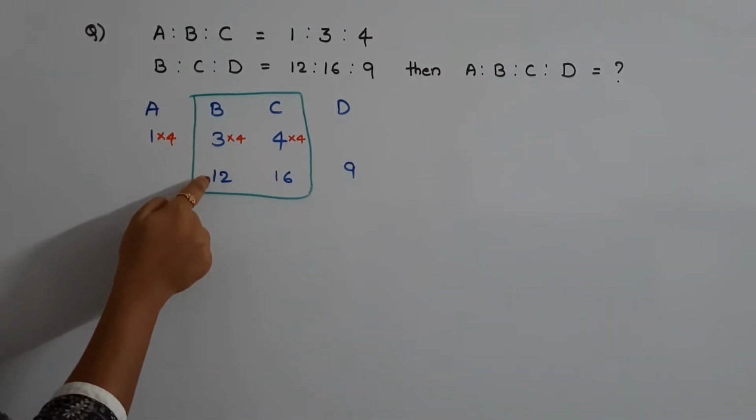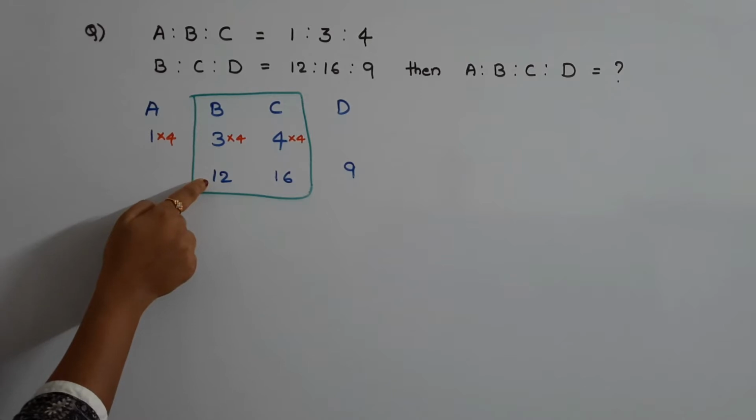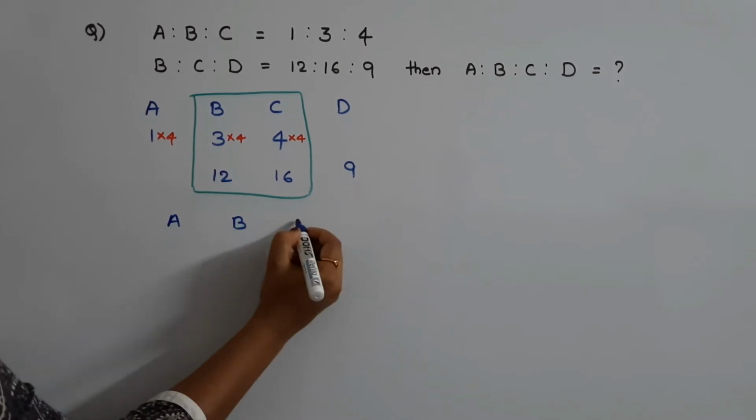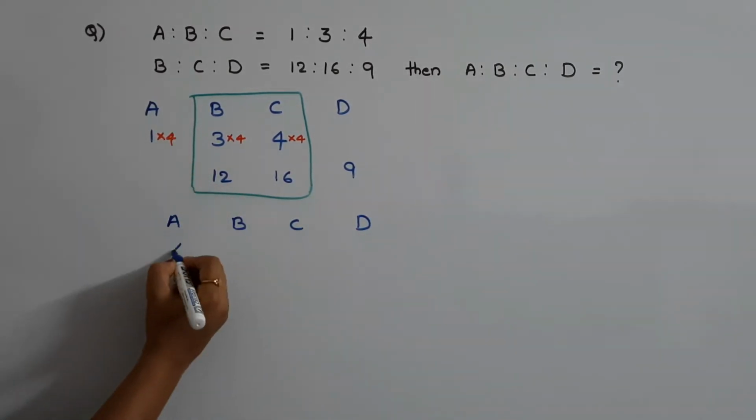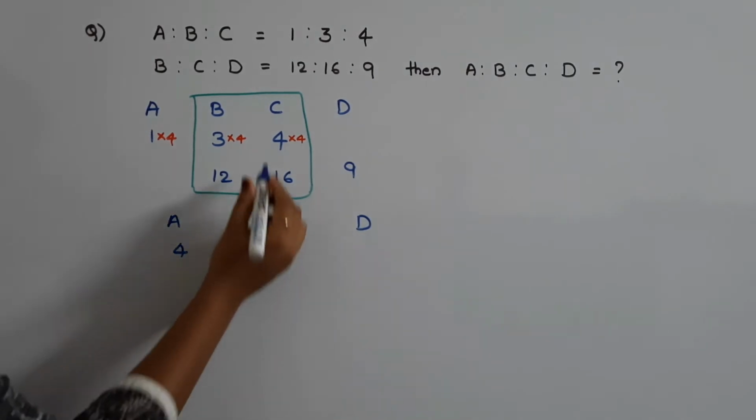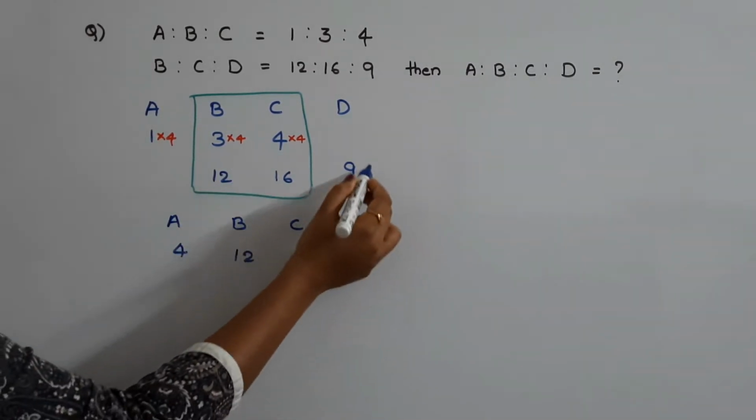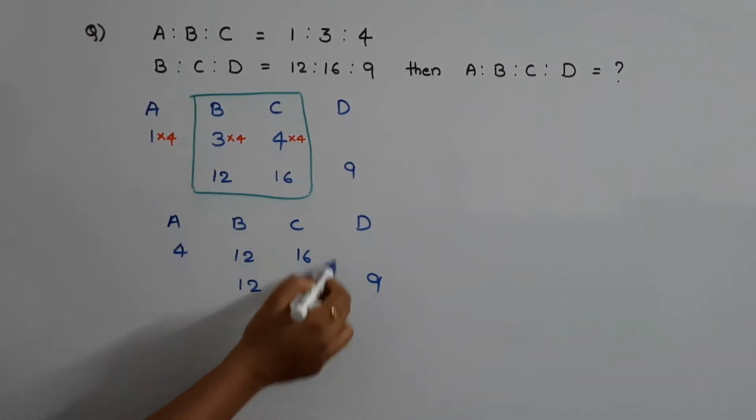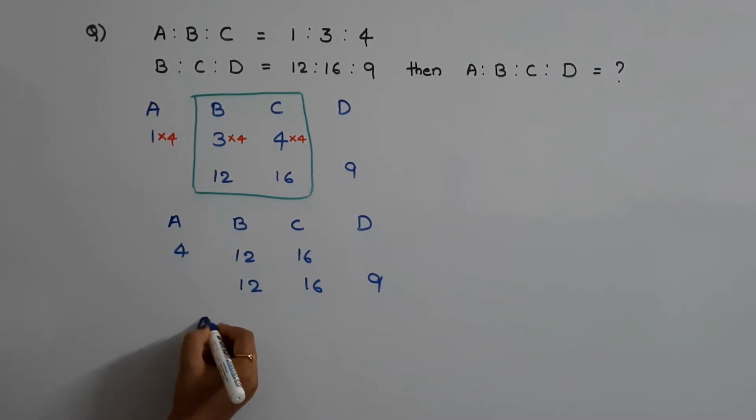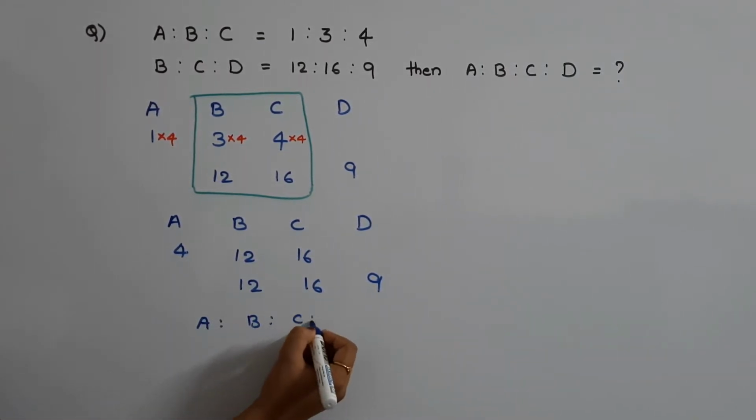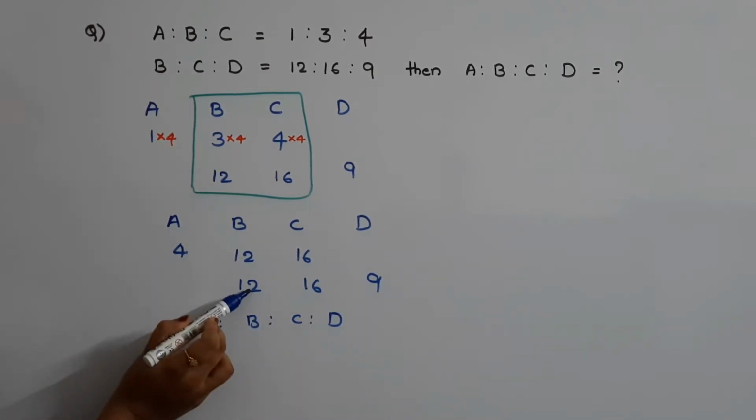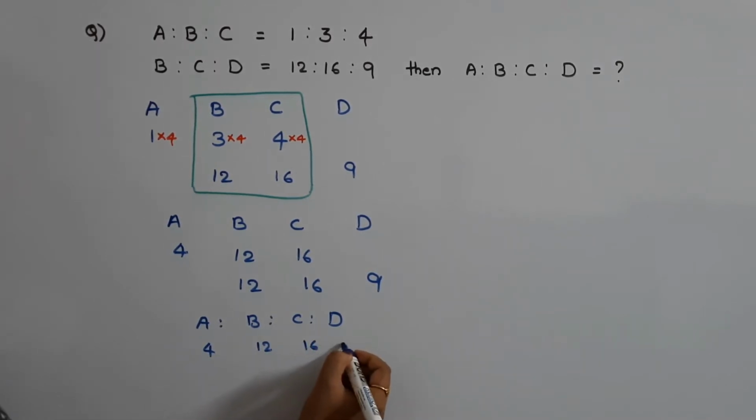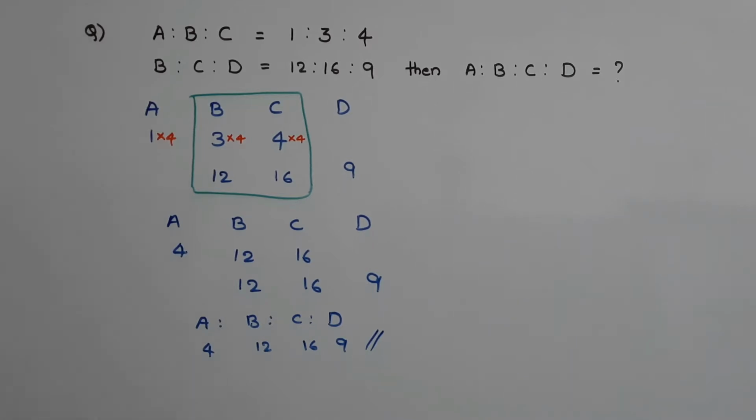Now see, this B has already become the same as this value. Now how can we write it? A, B, C, D. 1 into 4 is 4, 4 into 3 is 12, 4 into 4 is 16. Then you write this as it is: 12, 16 and 9. Now see, the middle values are the same. Hence A is to B is to C is to D will be equal to 4 is to 12 is to 16 is to 9. So this is the answer.